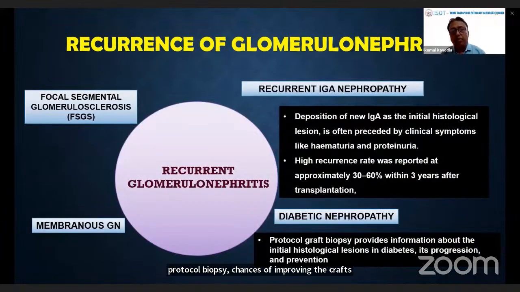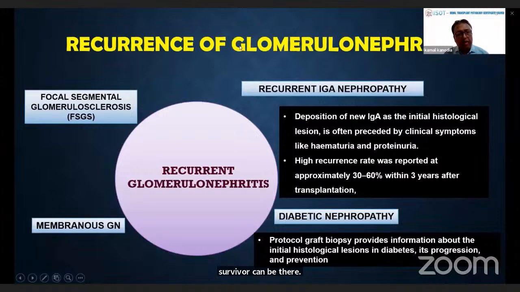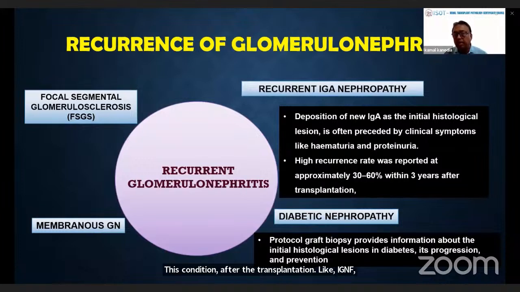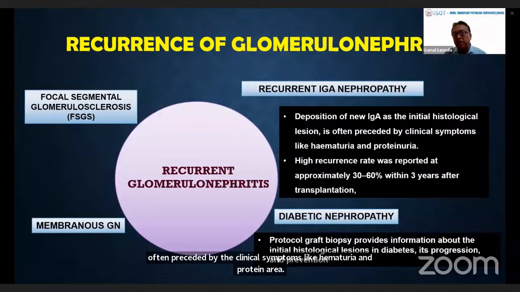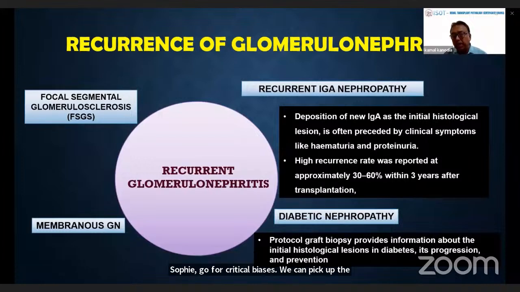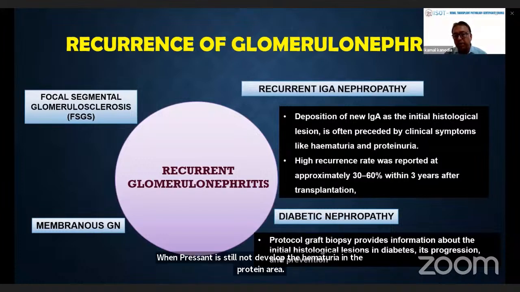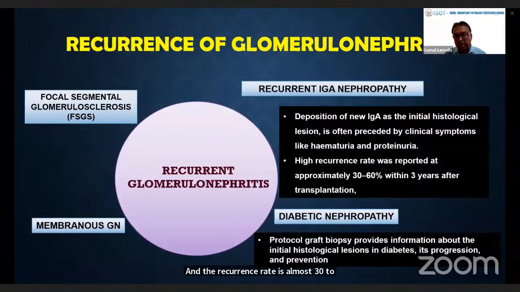Another condition is recurrence of glomerulonephritis. Different diseases recur, like FSGS, membranous nephropathy, IgA nephropathy, diabetic nephropathy. These conditions recur after transplantation. Like in IgA nephropathy, deposition of new IgA as the initial histologic lesion is often preceded by clinical symptoms like hematuria and proteinuria. So if we go for protocol biopsy, we can pick up IgA nephropathy when the patient has still not developed hematuria and proteinuria. The recurrence rate is almost 30 to 60% within 3 years of transplantation.